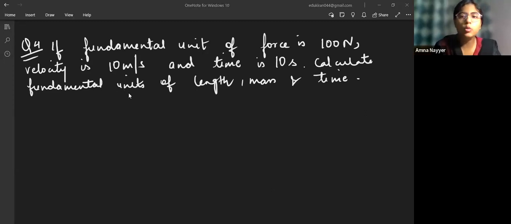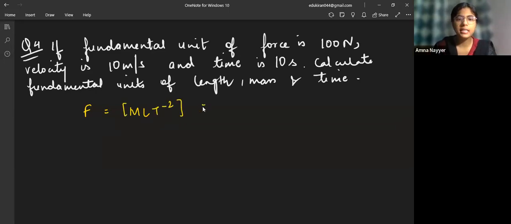See, if fundamental unit of force is 100 Newton, velocity is 10 meters per second and time is 10 seconds, you have to find out the fundamental units of length, mass and time. So see, force dimensional formula is MLT to the power minus 2, right? This is given to you as 100 Newton. Velocity's dimensional formula is LT to the power minus 1. This is given as 10 meter per second.